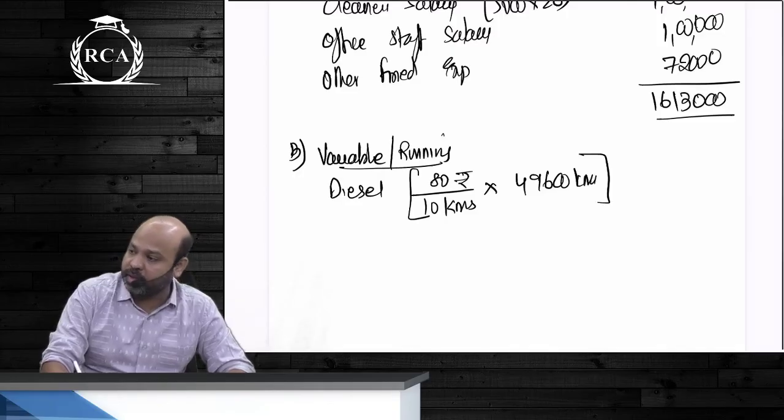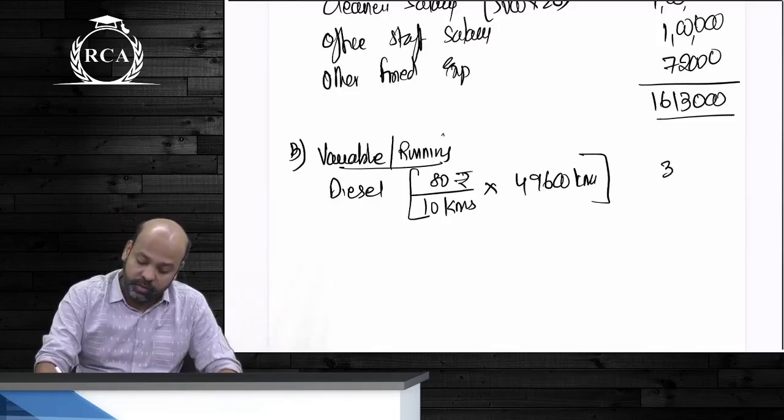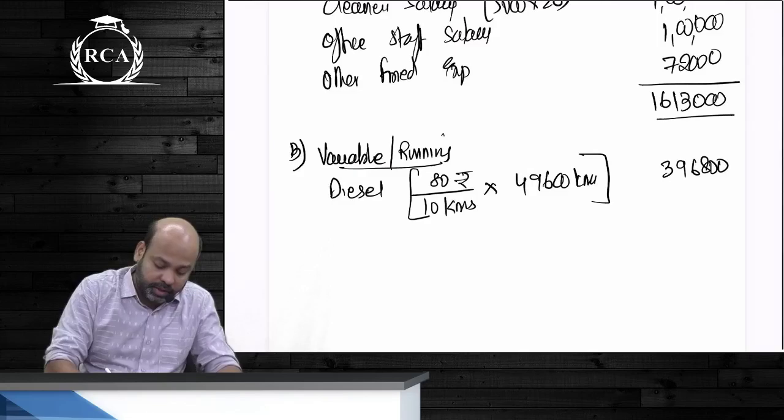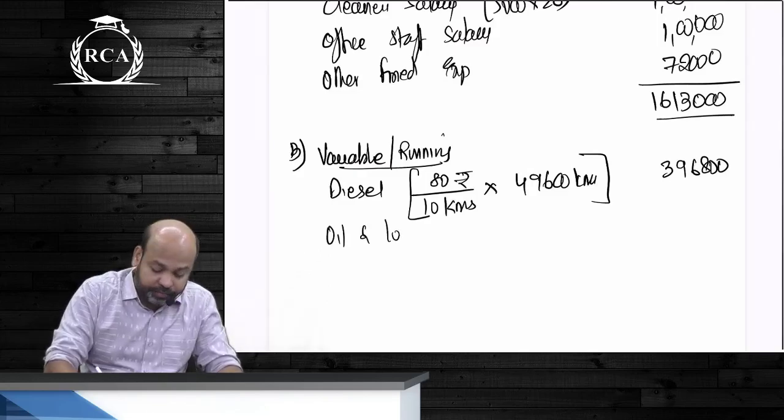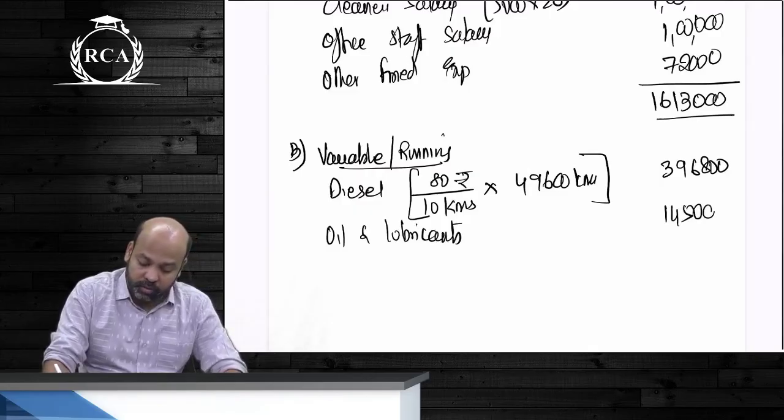49,600 kilometers. Multiply 49,600 with 8 rupees, 3,96,800. And then, oil and lubricants are 1,44,000. Total of both is 5,41,000.